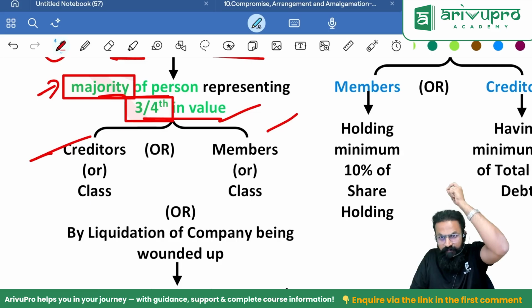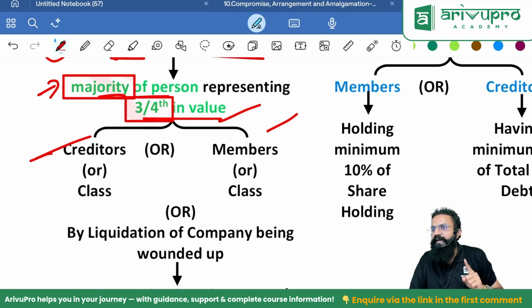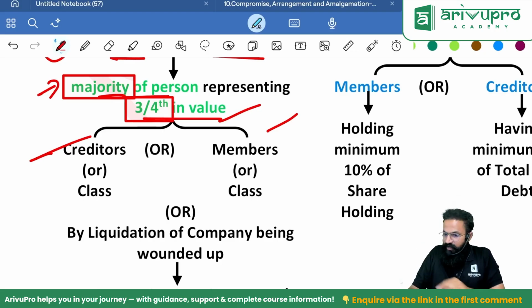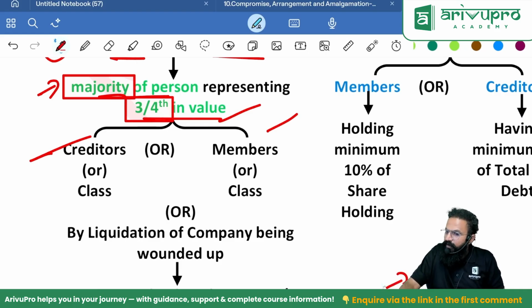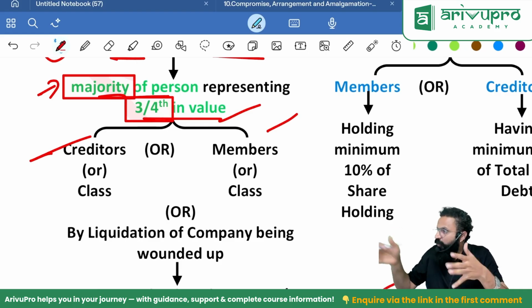Because in the exam they will specifically pick that. They will give you the numbers. They will pick this particular scenario. Are you getting it, all of you? I hope you understood this. If 100 people are there, majority number means what? 51 people. This is the number of people.